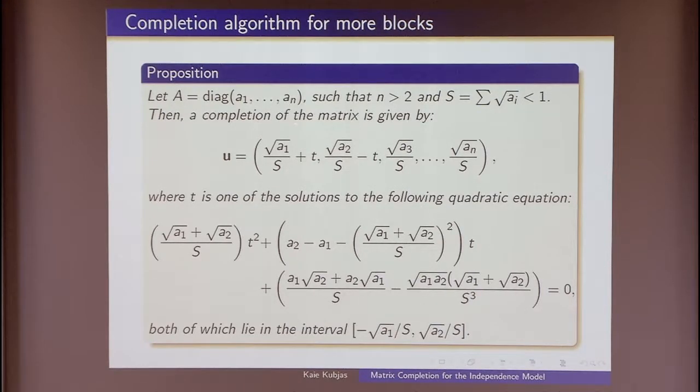Now suppose we have n blocks. I'm really thinking of diagonal matrices because the rest of the matrices, we can get to diagonal matrices. So a completion of this diagonal matrix is given by a u, where t is a solution of this quadratic system. And by u, I mean, again, that our matrix is u times v transposed, where u and v are vectors. And we derived this proposition actually from the proof of checking if a diagonal matrix has a completion.